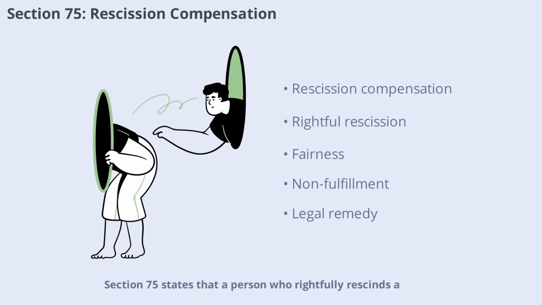Section 75 states that a person who rightfully rescinds a contract is entitled to compensation for any damage sustained through non-fulfillment. For example, if a singer fails to perform as agreed, the manager can rescind the contract and claim compensation for losses. This ensures fairness when contracts are cancelled due to breach.